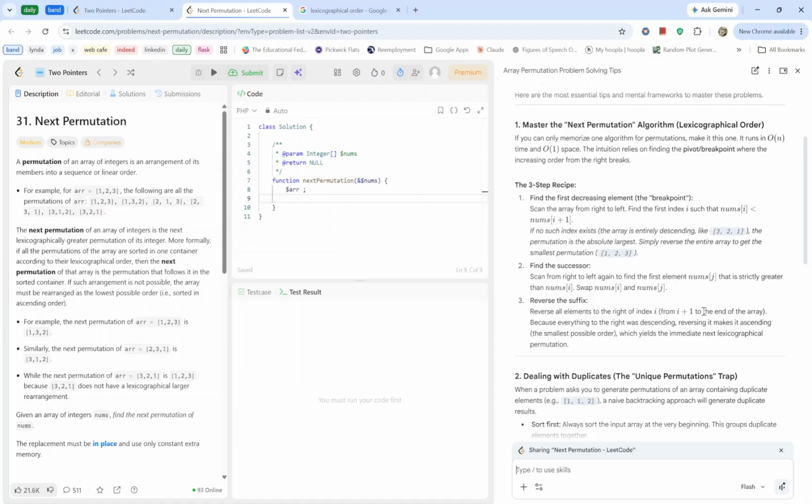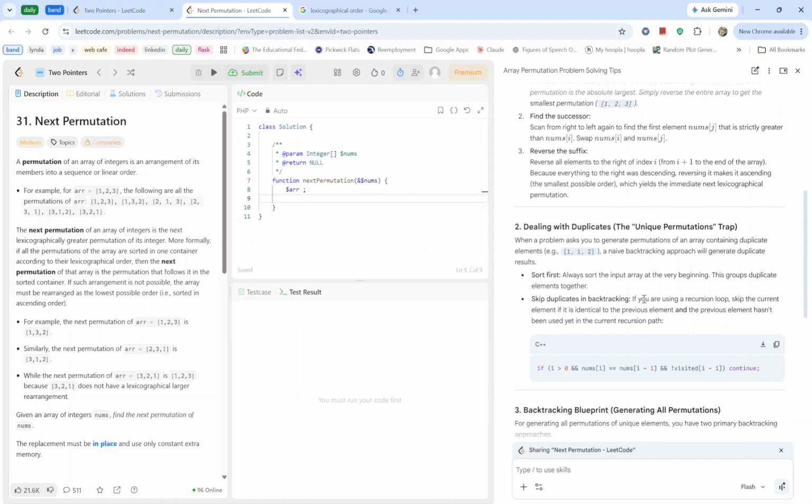Find the index i such that nums[i] is less than nums[i+1]. If no such index exists, the array is entirely descending, like 3 2 1. The permutation is absolutely the largest. Simply reverse the entire array to get the smallest permutation, 1 2 3. Find the successor: scan from right to left again to find a nums[j] that is strictly greater than nums[i], swap nums[i] and nums[j], reverse the suffix.